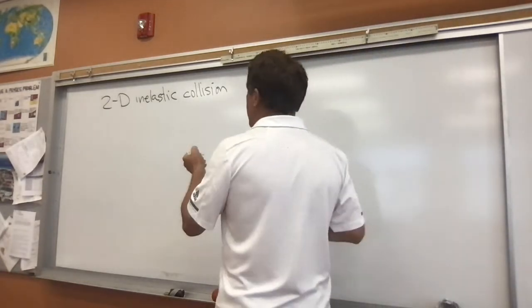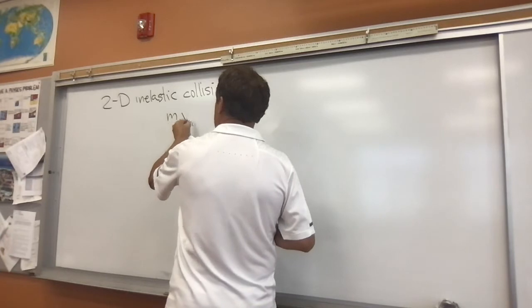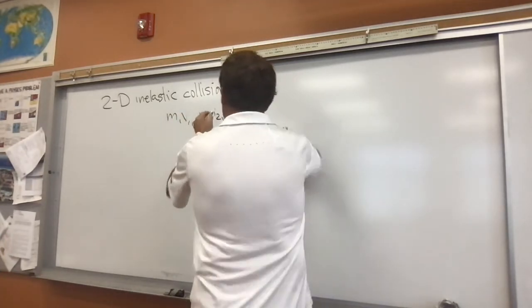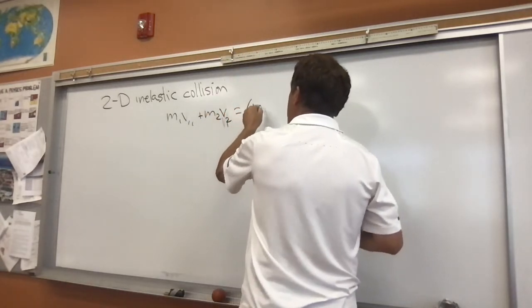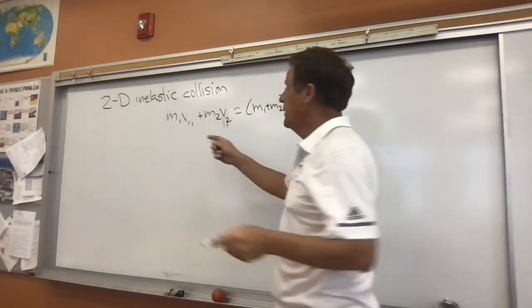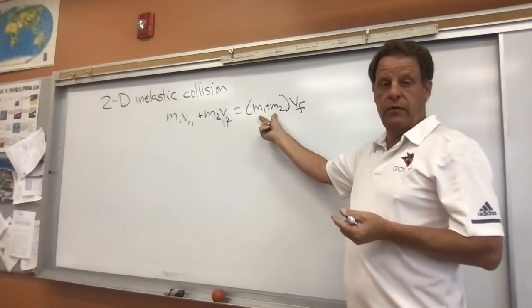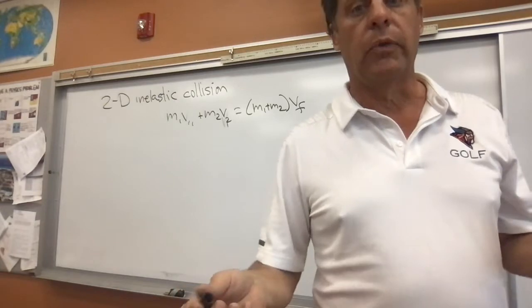other, you would have m1v1 initial plus m2v2 initial equal to (m1 plus m2) v final. Okay, because if they hit and stick, the two masses add together for our final velocity, and since they're stuck together, the final velocity is the same for both objects.